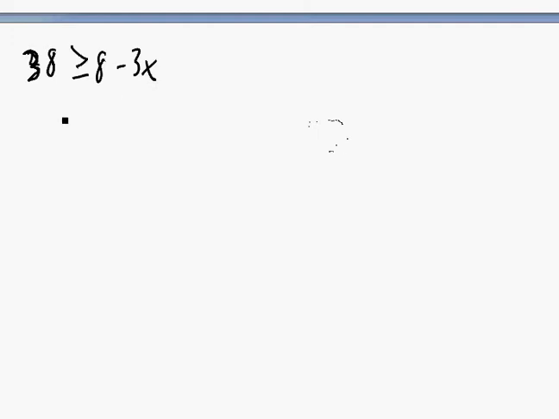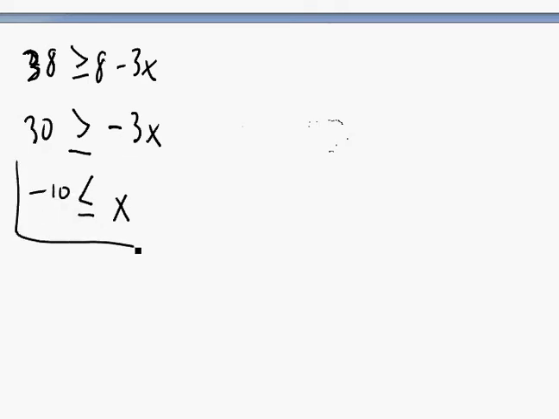So, to solve this linear inequality, I'm going to start by subtracting 8 from both sides. And since I'm subtracting a positive number, I would keep the direction of the inequality going in the same direction. 38 minus 8 is 30. So 30 is greater than or equal to negative 3x. In order to isolate this x, we have to divide both sides by negative 3. And since we're dividing by a negative number, we have to switch the direction of the inequality. And 30 divided by negative 3 is negative 10.